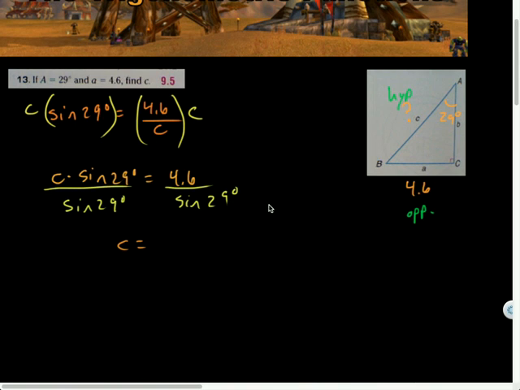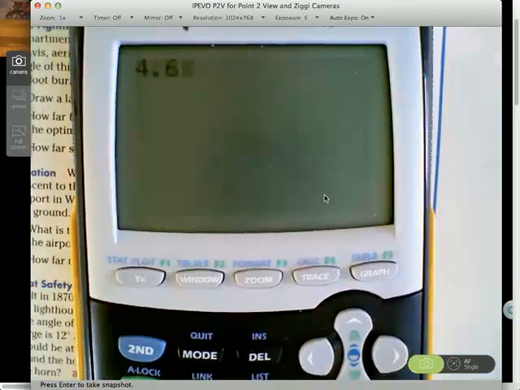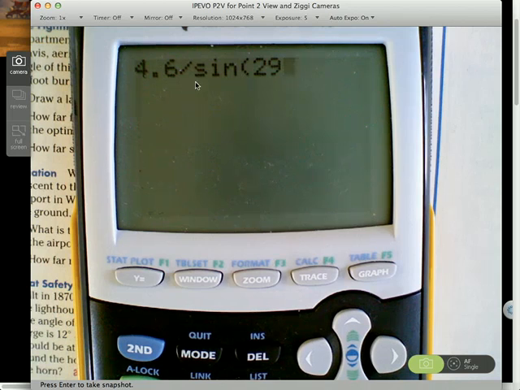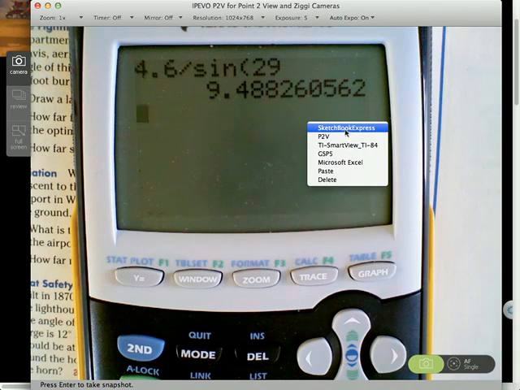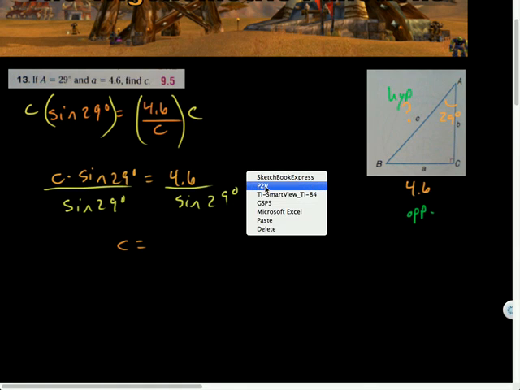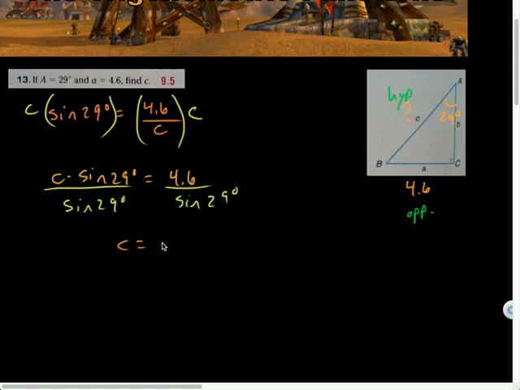So let's see. Oh, I could reference my calculator here. So I'm going to do 4.6 divided by sine of 29, of course ensuring that I'm in degree mode, which I am. And I hit enter, and I get 9.488, and they said to round to the nearest tenth, so I'd call that 9.45. Huh. Oh, wait a minute. Sorry, 9.5, yeah. What am I saying, guys? 9.5. Thank you kindly.